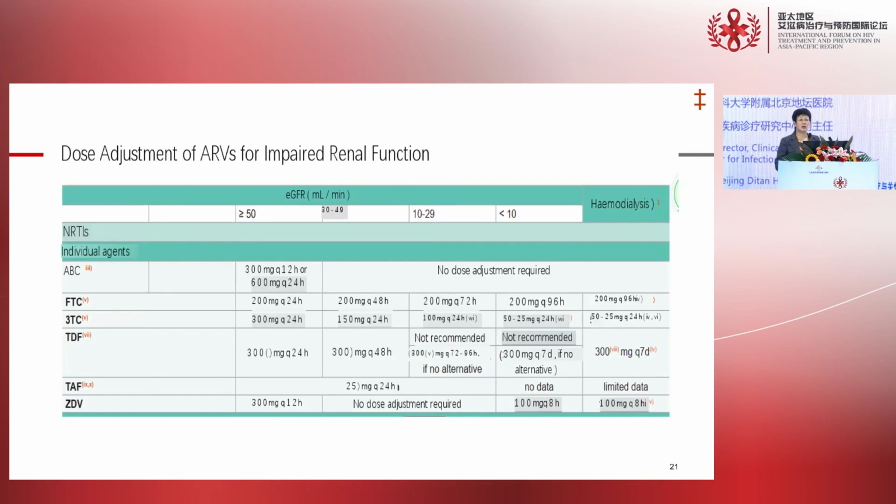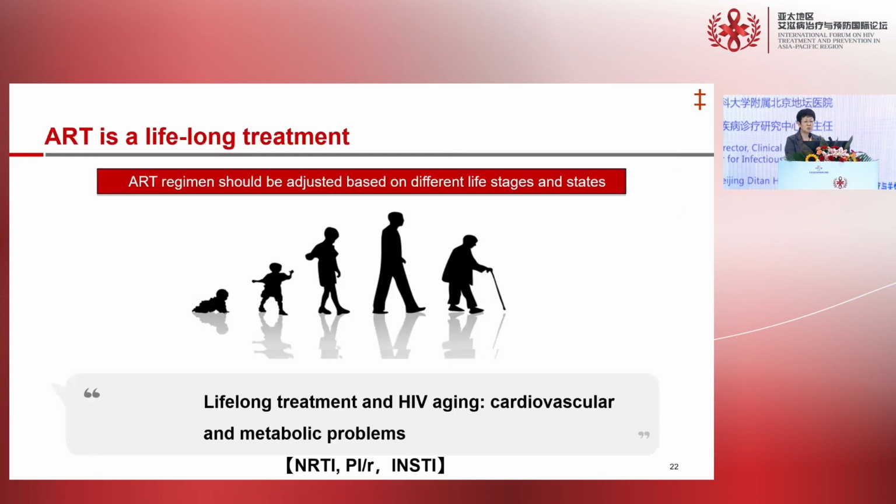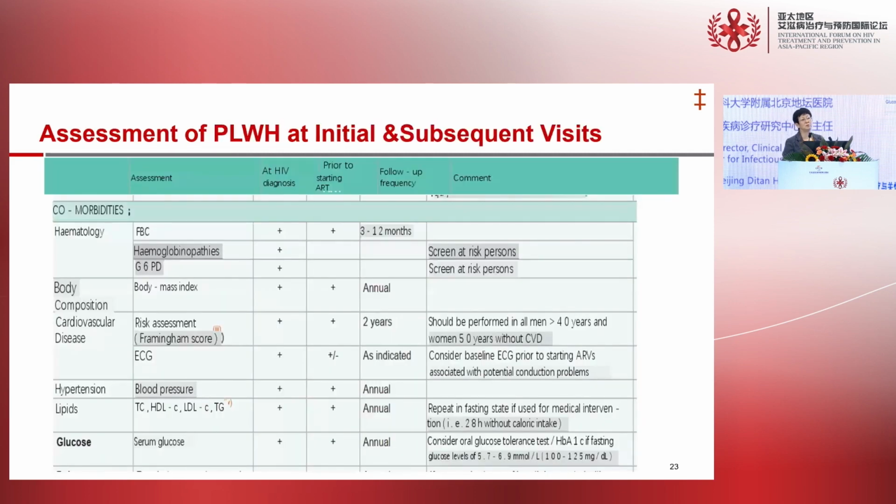For the dose adjustment of ART, only one drug needs to be adjusted for the patient with renal disorder, and the rest of the drugs will not be adjusted against renal impairment, because those drugs are not metabolized by the kidney. Only one NRTI is going to be adjusted. And how about aged care and also cardiovascular health?